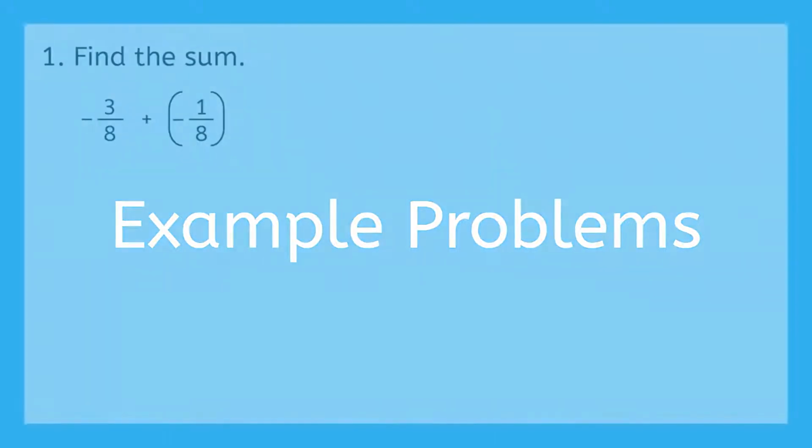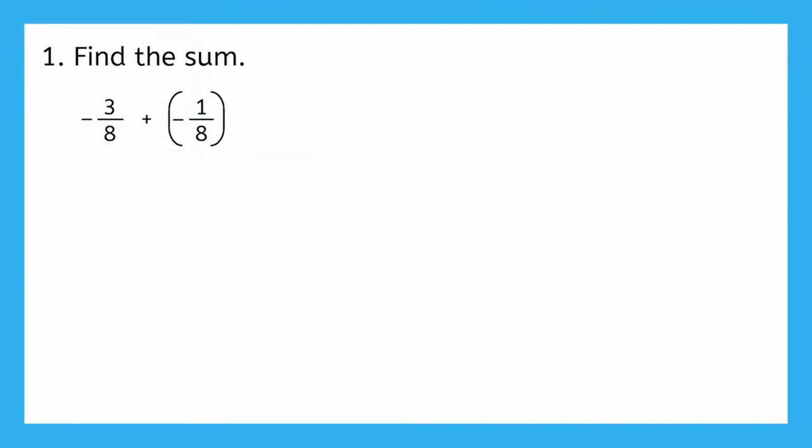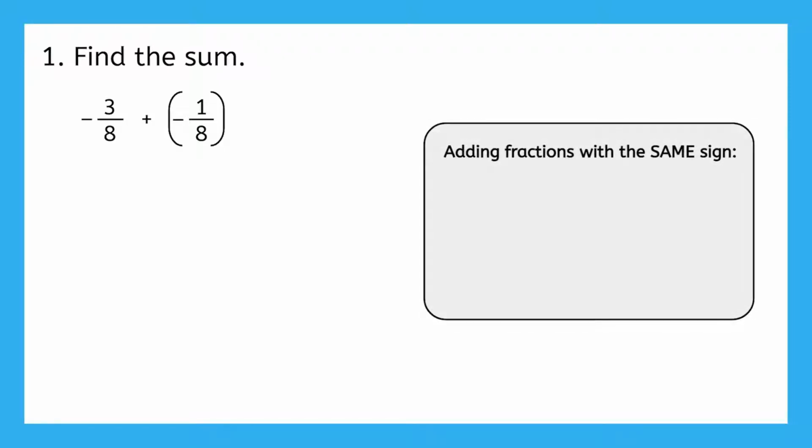Our first example is to find the sum of negative 3/8 and negative 1/8. Where do we start? Yes, anytime we add or subtract fractions, we should start by checking for a common denominator. Both fractions already have the denominator of 8, which means that we can just start adding. Now, we're going to apply the same strategy we used with integers and decimals. How did we add integers and decimals with the same signs?